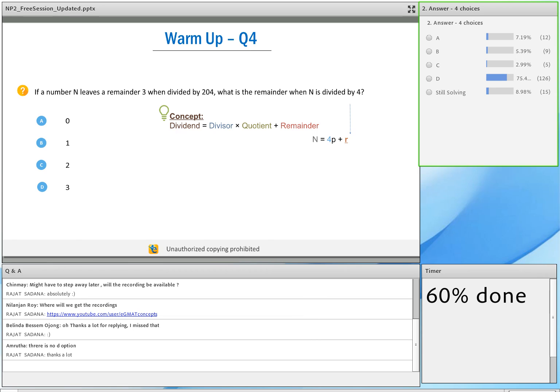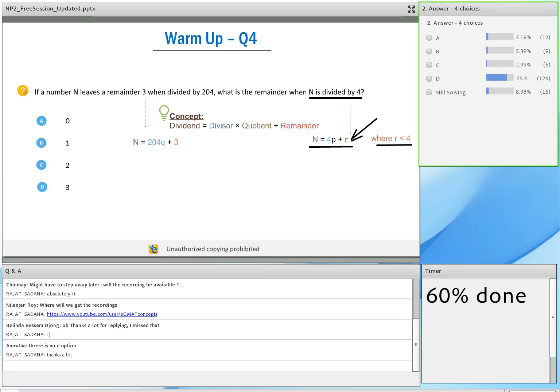Which means you should be able to express in terms of 4, where you should be able to really say n is equal to 4 times something plus r, where r is the remainder that we are concerned about. Now, what's given to you? Remember, remainder has to be always less than the divisor. You're given n in terms of 204. N is equal to 204 times quotient plus 3.